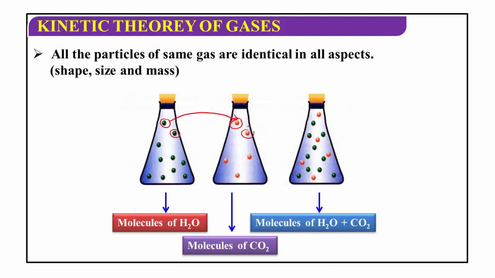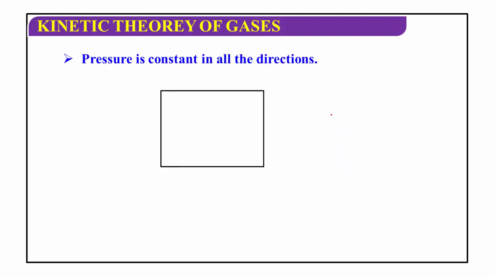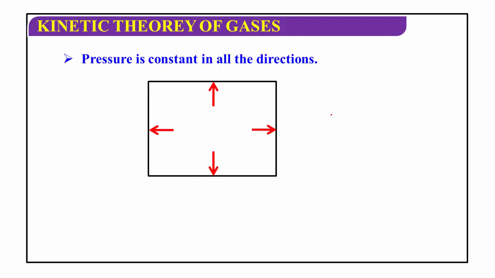When you combine these two gases, combine the molecules of H2O and CO2, you get H2O plus CO2. Easily you can recognize the CO2 and H2O with the same size and mass. All the particles of the same gas are identical in all aspects, and pressure is constant in all directions.